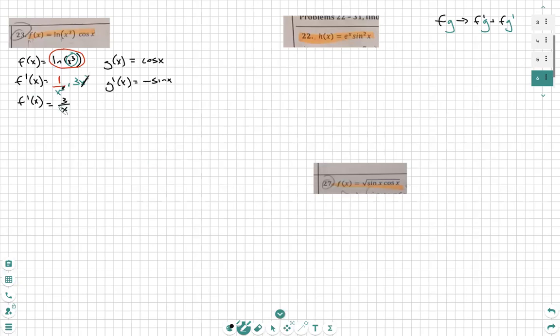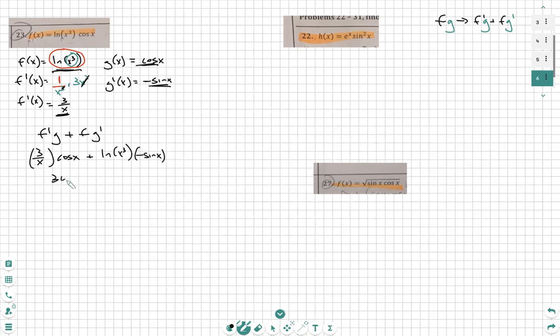So now we have everything we need to plug in, and we're going to do so. We derive the product and we get f prime, normal g, plus normal f, g prime. f prime is 3 over x. g normal is cosine of x. f normal is ln x cubed. g prime is negative sine of x.